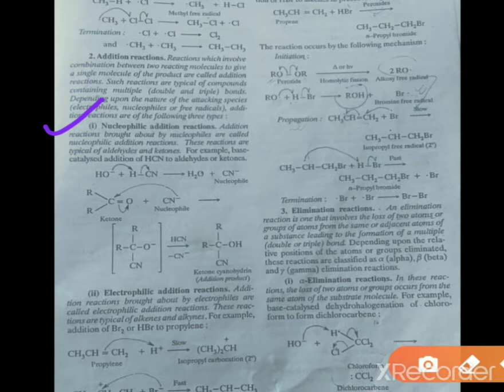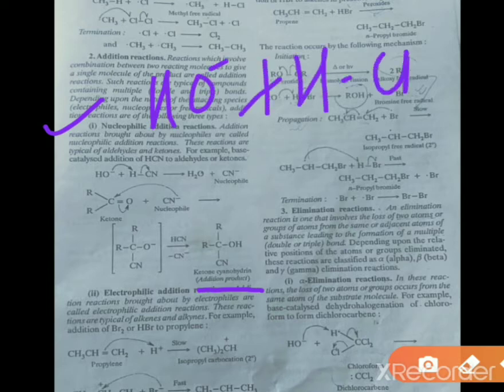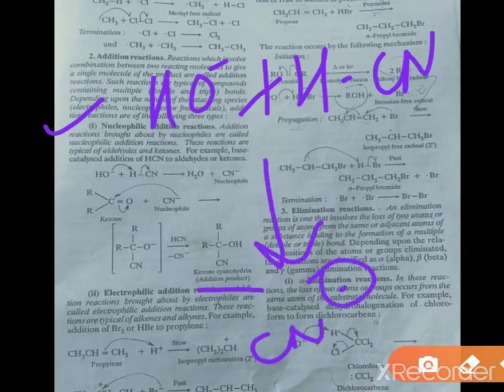So students, firstly let us discuss the nucleophilic addition reaction. Whenever a base catalyzed addition of HCN is done to any aldehyde or ketone, the addition product obtained is called a nucleophilic addition reaction. Why? Because here you can see in the presence of base, HCN forms CN minus, that is the nucleophile. CN is more electronegative, it will take the electron pair from the bond, and this negative charge abstracts the proton.